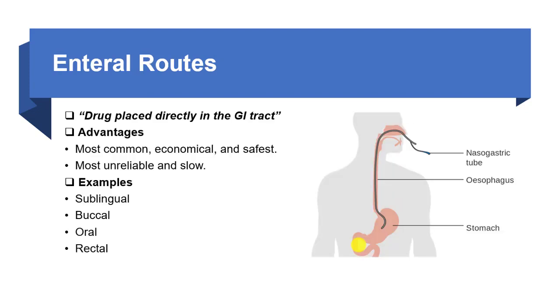So if I move to the next slide, I want to talk a little bit about the enteral routes and what is essentially the enteral route. Enteral route basically means the drug is placed directly in the GI tract, and it is considered the most common, economical and safest route. Also, it is the most unreliable and slow. So this is a disadvantage of this route. Examples of this route are sublingual, buccal, oral, and rectal.